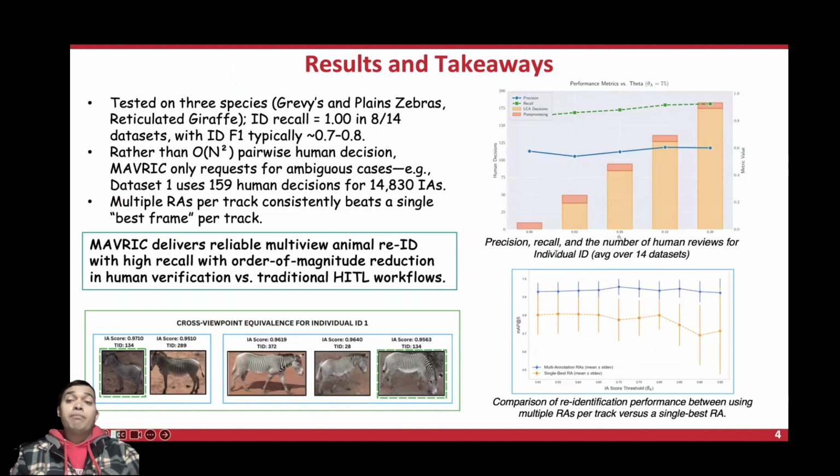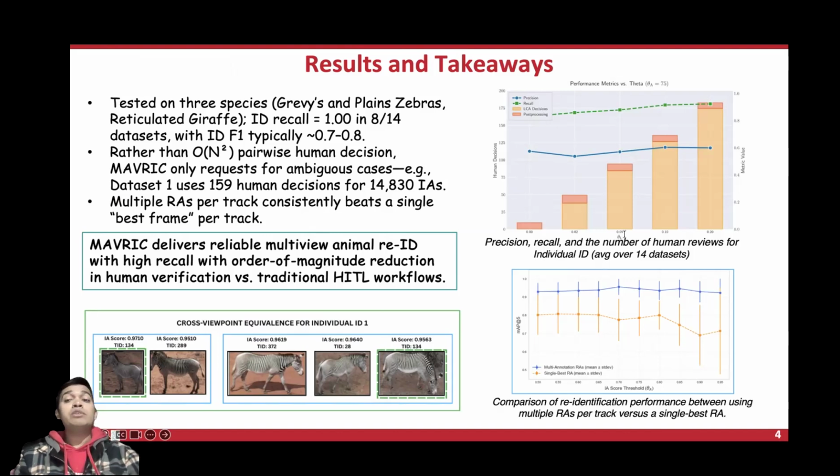We evaluated MAVRIC on Caber ID, comprising three different species: Grevy's and plains zebras and reticulated giraffe, with 1,371 tracks and 240,000 plus detections. Across the test dataset, MAVRIC achieves high ID recall. In many settings, recall is 1, and IDF1 is around 0.7 to 0.8 with modest post-processing effort.